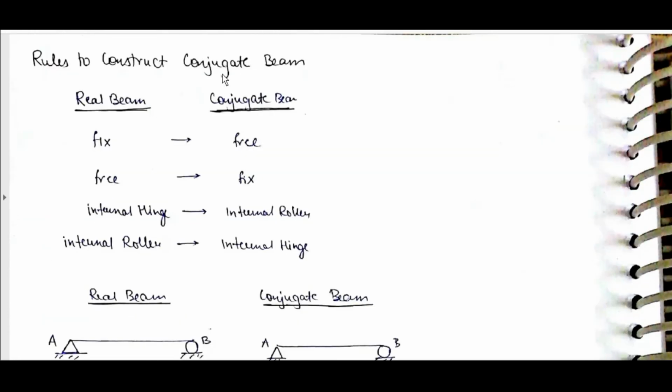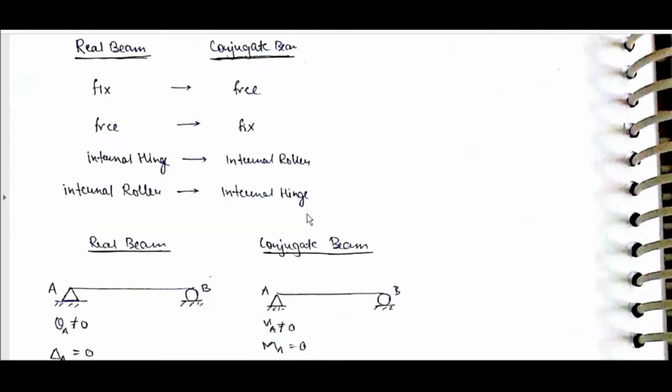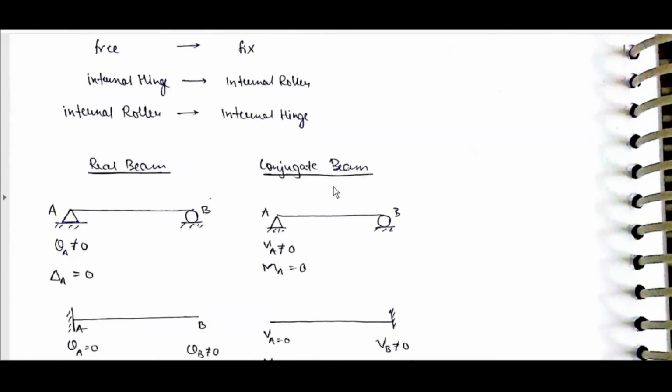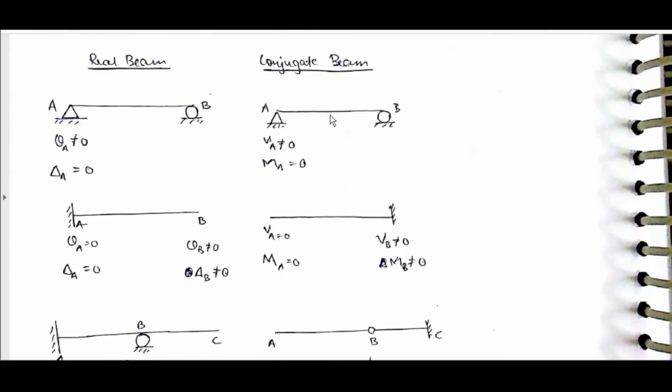Okay, rules to construct conjugate beam. Real beam, conjugate beam. If it is a fixed end, then it will be a free end, and a free end becomes a fixed end. An internal hinge is replaced by an internal roller, and an internal roller is replaced by an internal hinge. Real beam, conjugate beam.